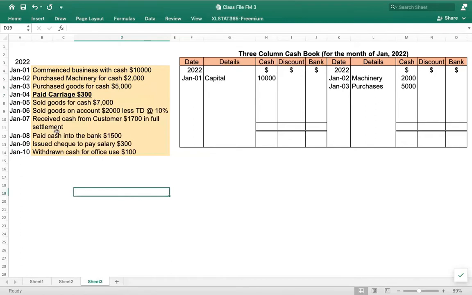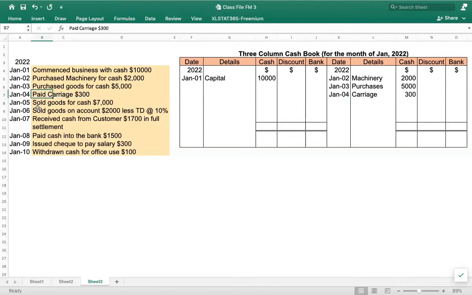Paid carriage 300. Do you know what carriage is? It's the transportation charges. We brought goods, and I paid that amount to the supplier. But to get those goods to my shop, I need to pay transportation charges, and that is carriage. So tell me, is cash increasing or decreasing? Cash decreasing, so decrease in asset, credit. So credit side again, 300 in the cash column. I will put the name of the other account: carriage. And the date is Jan 4th.